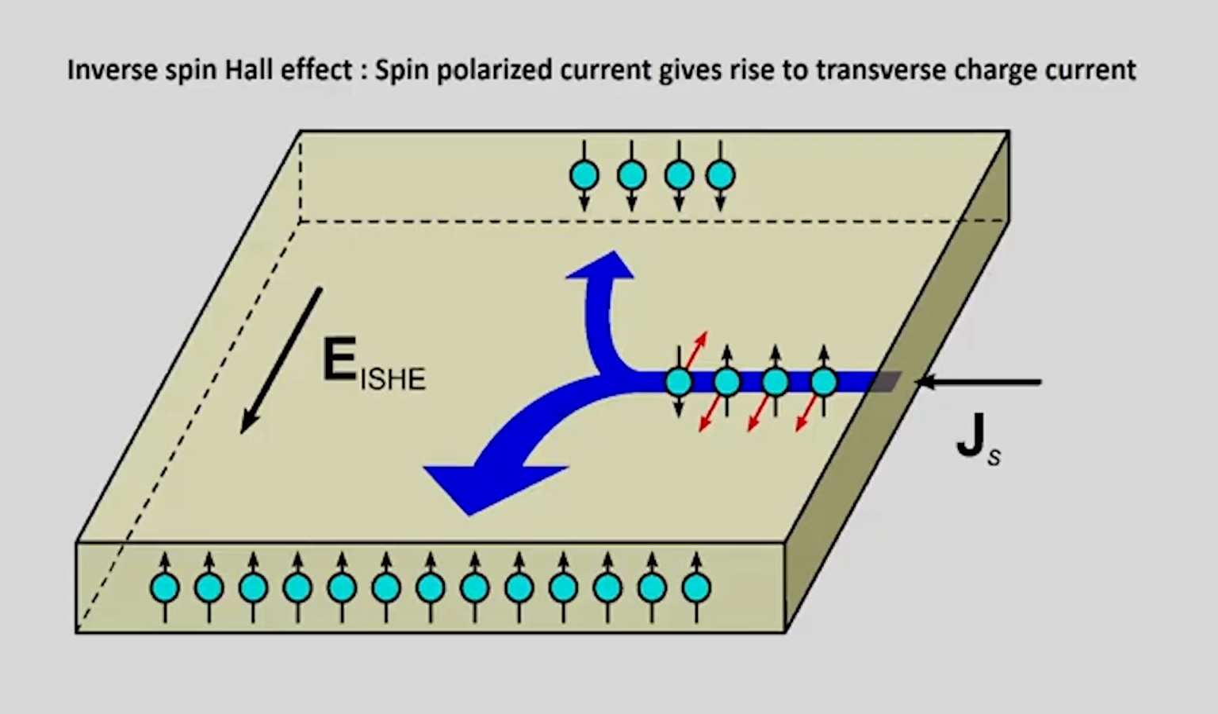Okay. And you also see that this is called the ISHE, the inverse spin Hall effect. This is a sample, and then there is a spin polarized current. If you send a spin polarized current, which is shown by Js, that gives rise to a transverse charge current flowing in the sample. Okay. So, that is called the inverse spin Hall effect. All right. So, this is a very short introduction to the Hall effects.